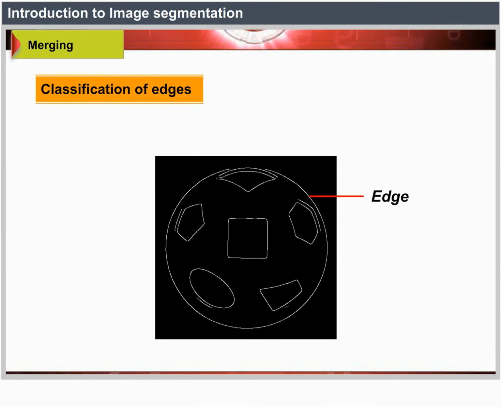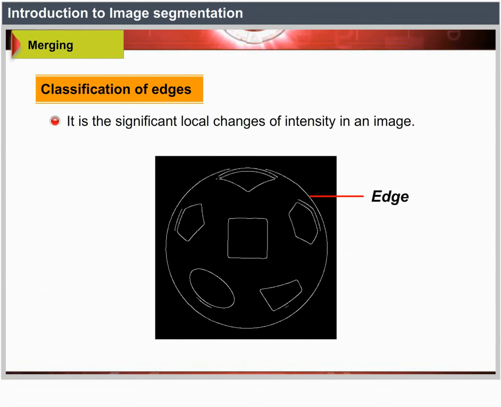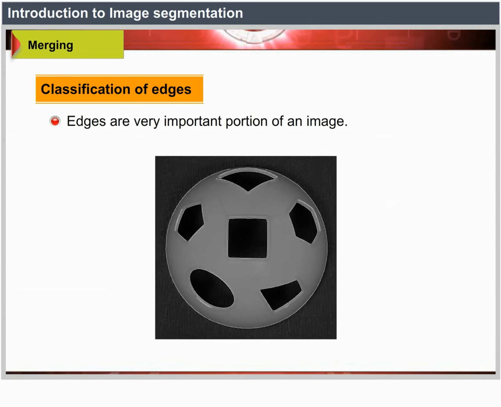Classification of edges. Points in an image where brightness changes abruptly are called edges. An edge is a significant local change of intensity in an image. Edges are the boundary between segments. Edges are a very important portion of an image.